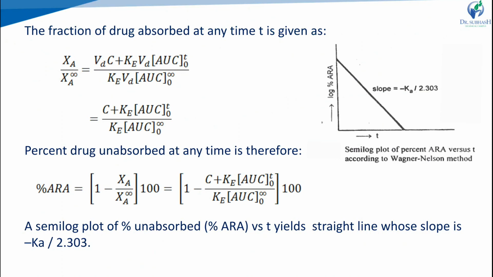We can plot the graph of log percentage ARA versus time. We get a straight line, and from the slope, that is minus Ke upon 2.3, we can find out the Ka value. So there are two methods to find the absorption rate constant, Ka: the method of residuals and the Wagner-Nelson method.